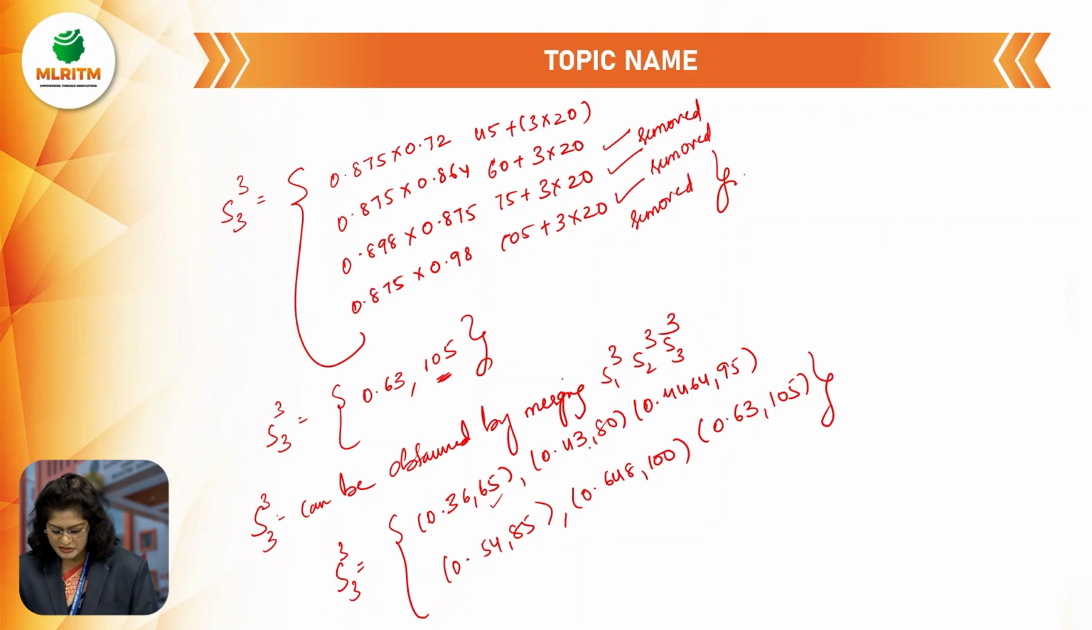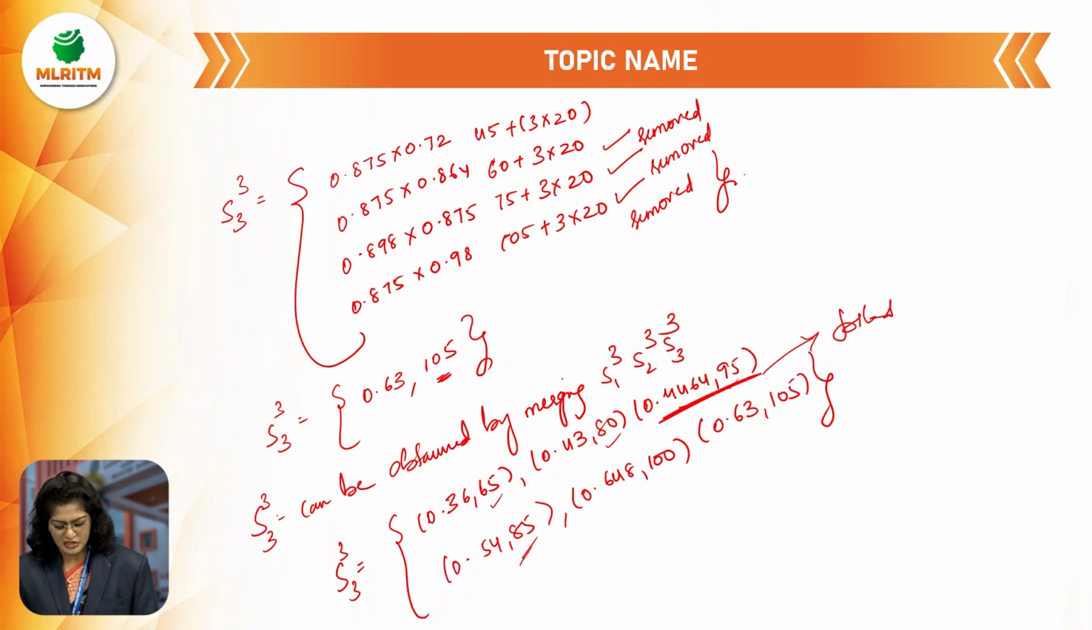Now here 65 is there, 80 is there, it is okay. Now 85 and 95 is there, it's also okay. But after 95, 85 is there. So it should not be in the increasing order. So what happens is this is a fail, means you have to remove it.